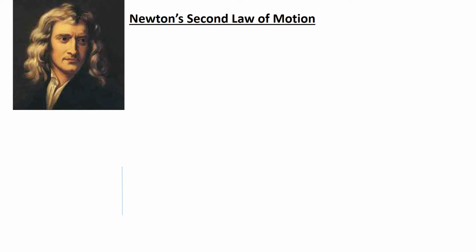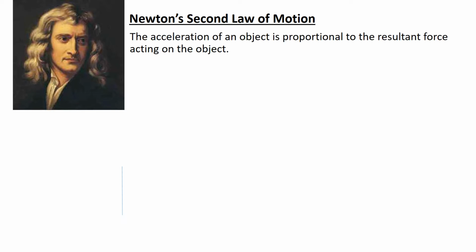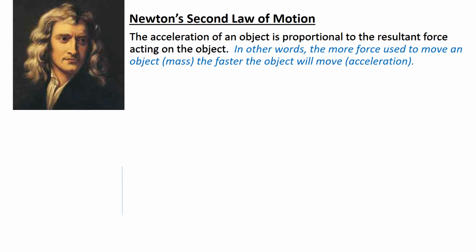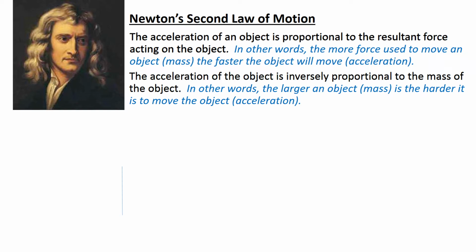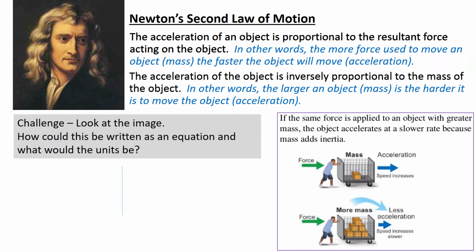So here we go. This is Newton, still looking dashing, and his second law. So he's basically saying that the acceleration of an object is directly proportional to the force acting on an object. So in other words, the more force used to move an object, the faster the object will move, which seems quite logical, doesn't it? And the acceleration of an object is inversely proportional to the mass of the object, in other words, the larger the object the harder it is to move. So challenge. Look at these images, okay? How could this be written as an equation, and what would the units be? Pause the slide now and have a think about it.